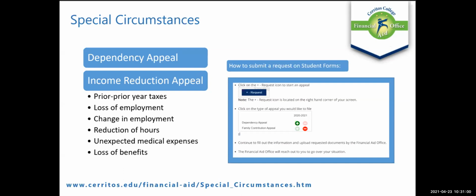So on the right-hand side, you'll see the steps for requesting an appeal. You would log into your student forms account, click on the request button, and then just toggle on and off which appeals you would like to submit. When you do your initial request, make sure to explain your situation as best as you can, and then a tech will follow up with you to request additional documentation.